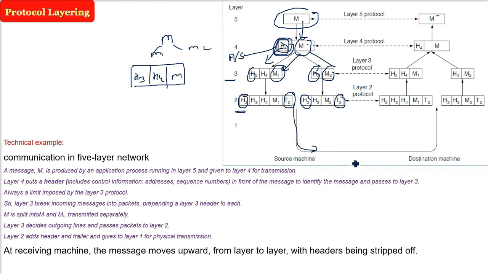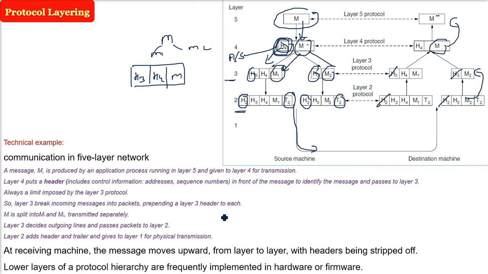And when it goes, there will be stripping off, trimming will go on. When it goes from layer 1 to layer 2, and then layer 3, the layer 2 header work is done, so H2 will be removed. When it goes from layer 3 to layer 4, layer 3 has already done its work with header 3, so header 3 will be removed. There will be only header 4 remaining, and finally there will be the combination of message M, and then it will finally be delivered to the actual layer 5 protocol peer machine.